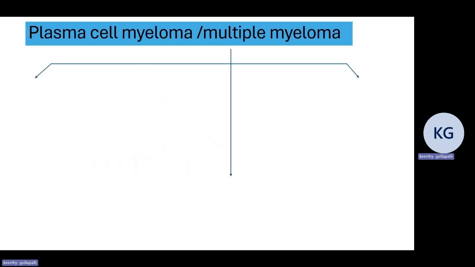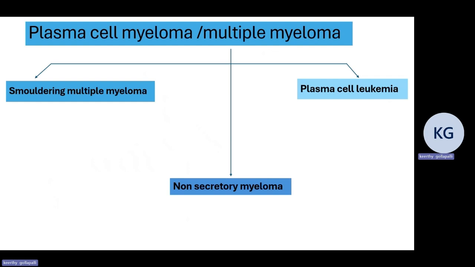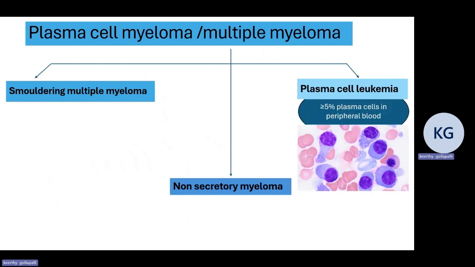Then again, this plasma cell myeloma is divided into smoldering multiple myeloma, non-secretory myeloma, and plasma cell leukemia. Plasma cell leukemia means you see more than or equal to 5% plasma cells in the peripheral blood. Non-secretory means there is no active secretion of your immunoglobulins. So when you do a serum or urine test, you will not see an M protein. M protein is nothing but the abnormal immunoglobulins which are secreted by your plasma cells.